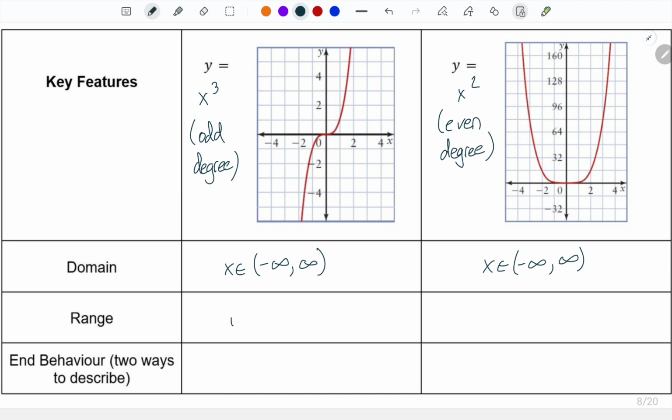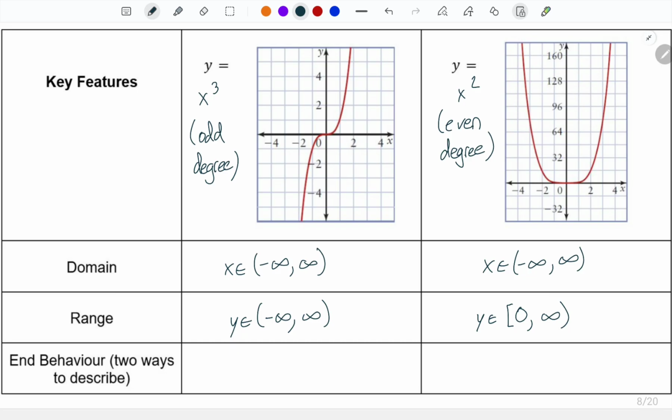So the range for a cubic or any sort of odd degree one is just going to be, well, everything. You can get all the way into the negatives, you can get all the way into the positives. For an even degree, though, anything to the power of an even number is going to be positive or 0. So therefore our range is going to be anything bigger than 0. So we're going to use a square bracket because we reach the value of 0 and go all the way up to infinity.